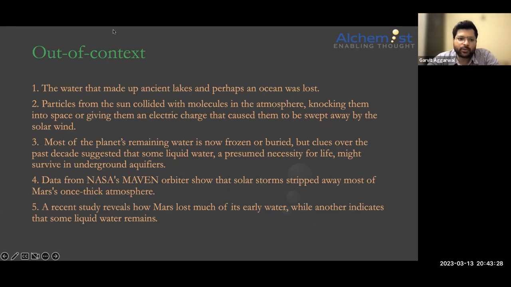Solar storms की वजह से. Solar storms आई क्यों थी? वो शायद इसने सेकंड में दिया है ना? Particles from the sun collided with molecules in the atmosphere. सन के पार्टिकल्स हैं, मॉलिक्यूल्स एटमॉस्फेयर से कोलाइड किए, नॉकिंग देम इनटू स्पेस, या फिर वो ऐसा इलेक्ट्रिक चार्ज कि उनको हटा दिया गया, तभी तो थिक एटमॉस्फेयर पतला हो गया, जो फोर्थ ने देखा, राइट?